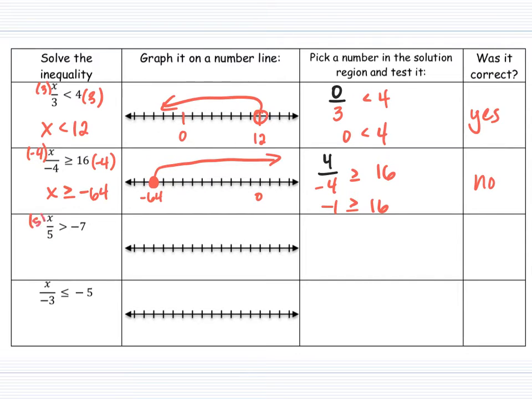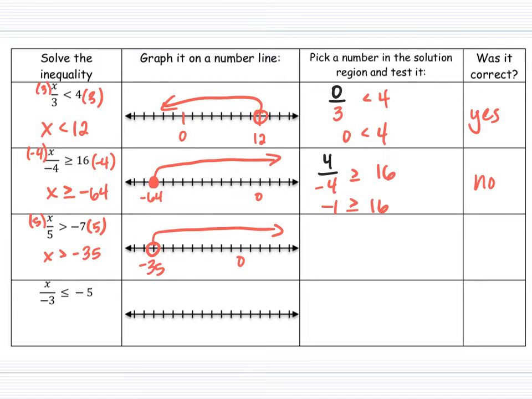The next one, I've got x divided by 5, so I'm going to multiply both sides by 5. So x is greater than -35. Throw my -35 on here, 0 somewhere up here, open circle at -35, arrow going out to the left. Just kidding, to the right.